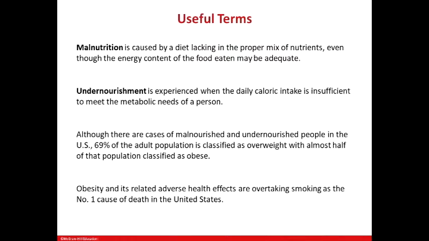Important definitions. These are critical definitions, and these definitions will show up on my exam. They always do. Malnutrition is caused by a dietary lack in the proper mix of nutrients, even though the energy content of food eaten may be adequate. In other words, you can get enough energy to keep running your machine, but your nutritional balance isn't there for your machine to be highly efficient, for things to click like they should and operate like they should. Follow, you have energy, but it's not nutritional energy. So when we talk about malnutrition, it means you do not have the proper balance of the nutrients. That's key to this definition.